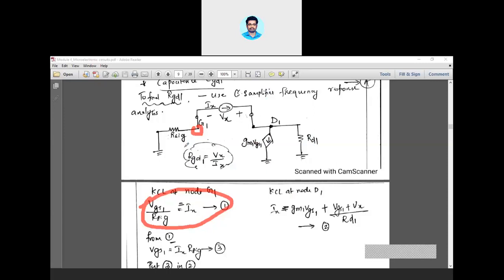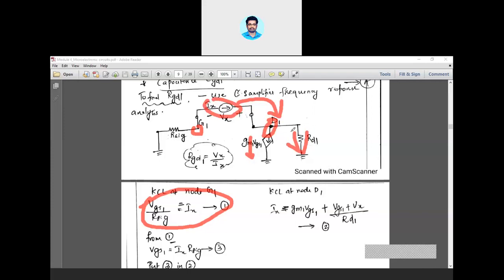Now coming to the drain part. Again apply KCL here. Here you can find that this Ix is entering the drain. So Ix is equal to, this one is leaving, and this can also be considered as leaving. So Ix is equal to Gm1 Vgs1 plus the current through Rd1.